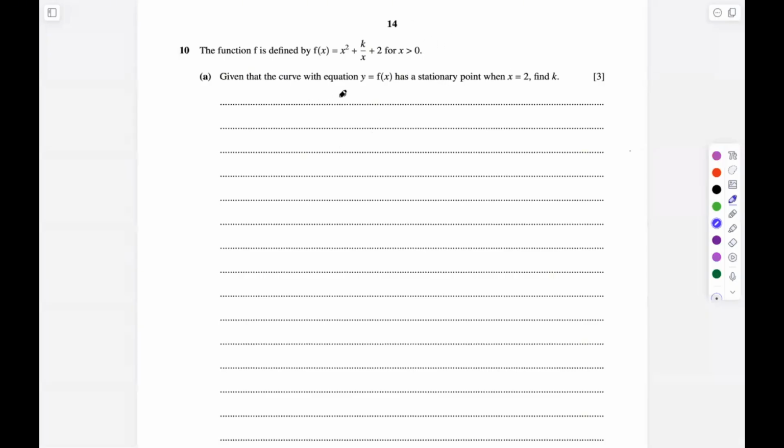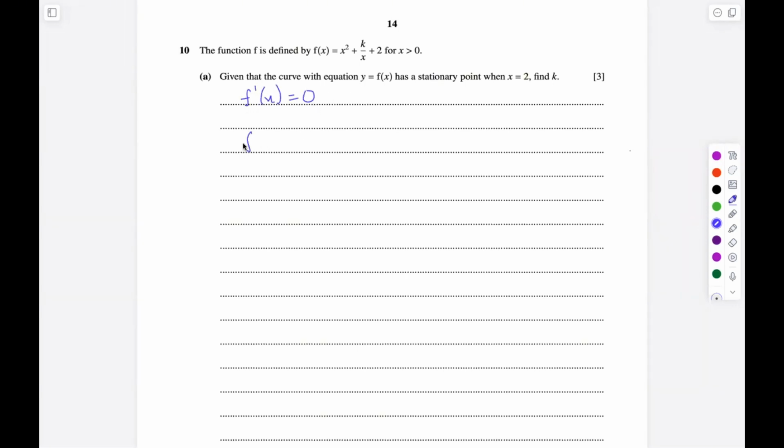In question 10, the function f is defined by f of x equals x squared plus k upon x plus 2 for x greater than 0. In part A, it says given that the curve with equation y equals f of x has a stationary point when x equals 2, we have to find k.